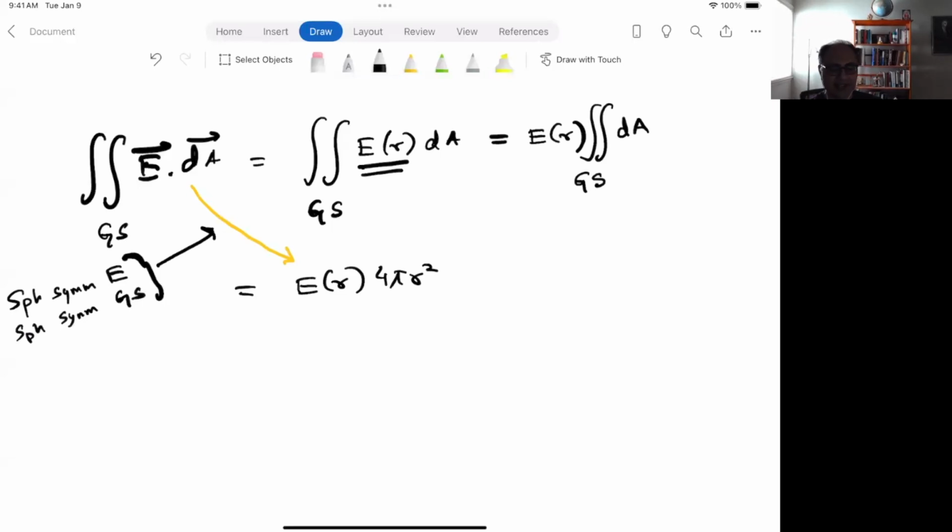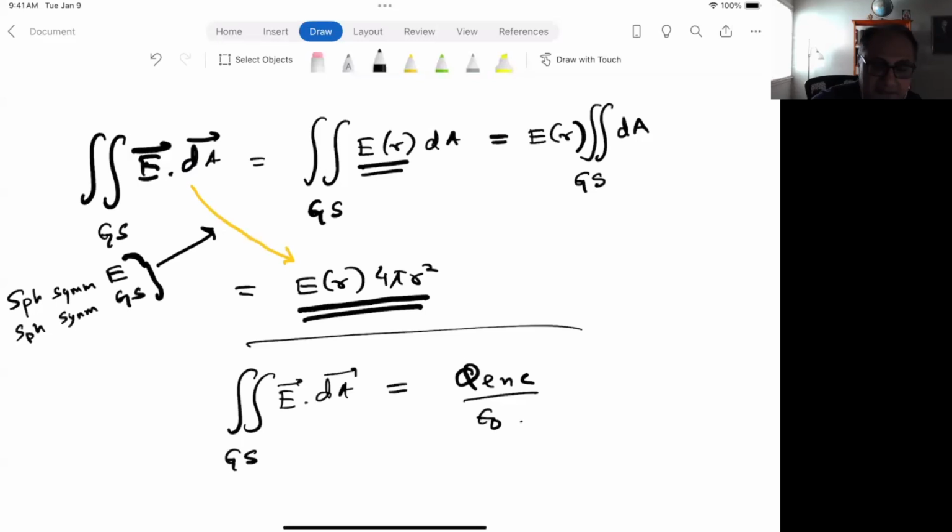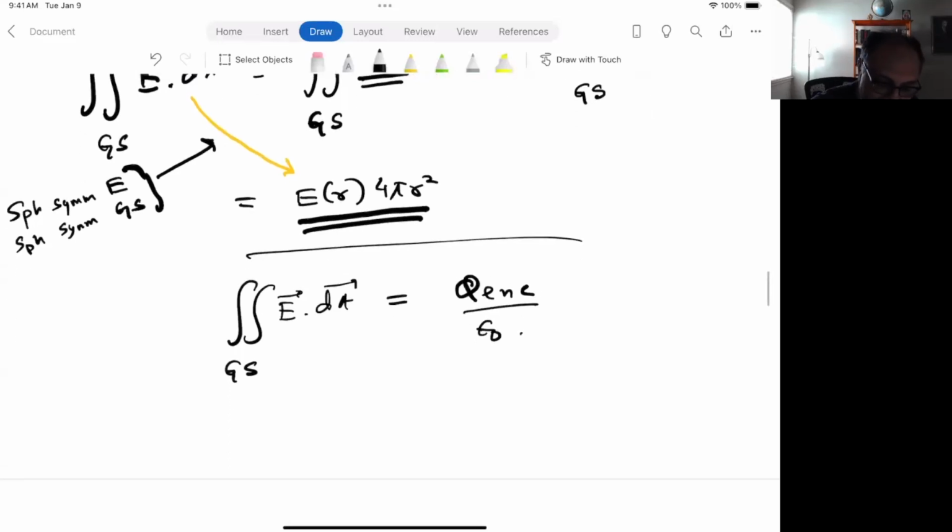So if you have a spherically symmetric electric field and you have chosen a spherically symmetric Gaussian surface the right way, then the value of the surface integral just becomes E of R times 4 pi R squared. And we have worked out the full left-hand side of Gauss's law now. So let's go back to Gauss's law again. Gauss's law was that the surface integral of E dot dA over our Gaussian surface, which we have fully worked out now, is equal to the charge enclosed divided by epsilon 0, right? So the left-hand side we already worked out. It's E of R times 4 pi R squared.